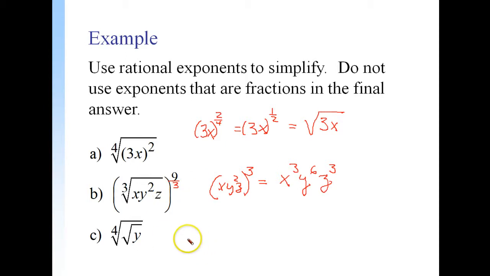Now this one we'll do in 2 steps here. This is going to be the 4th root of y to the 1/2. Okay? And then this is the y to the 1/2 raised to, keep in mind that outside here, there's just a 1, so the 1/4, like so. So this then becomes y to the 1/8. And I'll have to double check that I did that correctly.